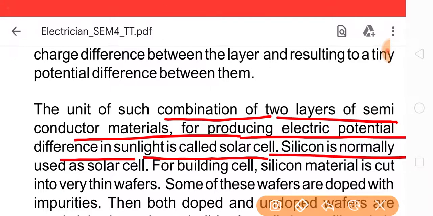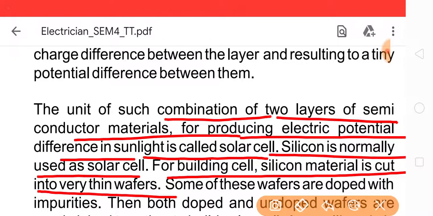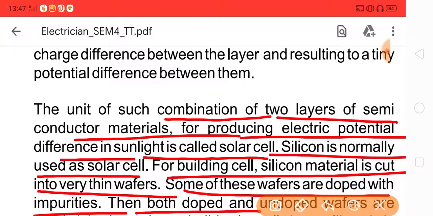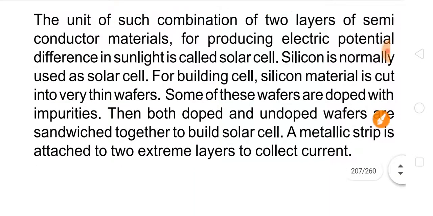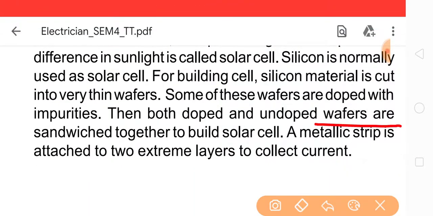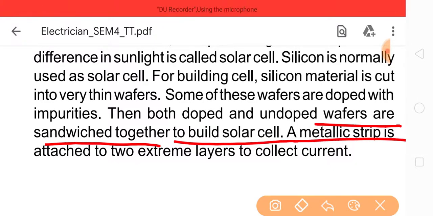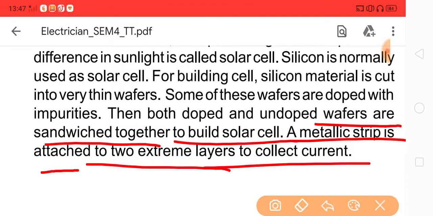Silicon is normally used in solar cells. For building cells, silicon material is cut into very thin wafers. Some of these wafers are doped with impurities. Then both doped and undoped wafers are sandwiched together to build a solar cell. A metallic strip is attached to the extreme layer to collect current.